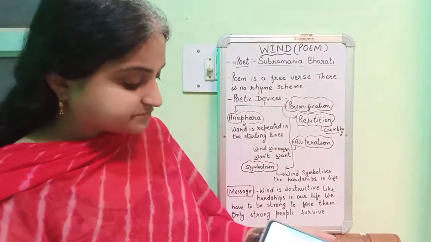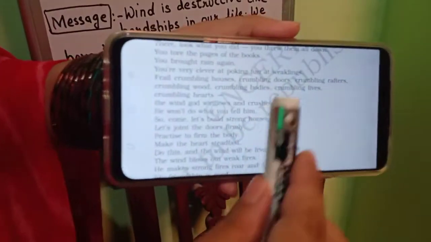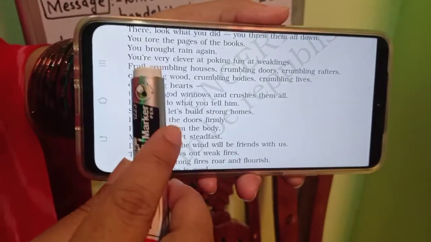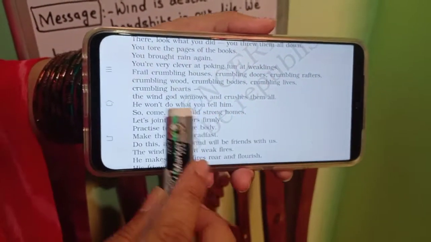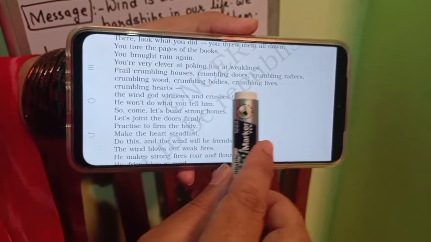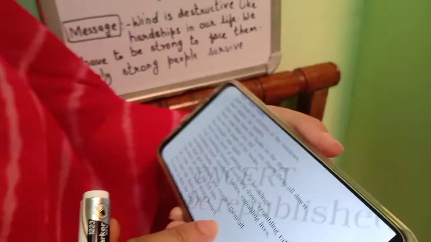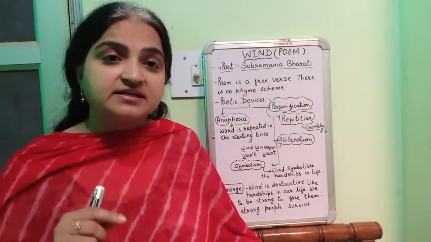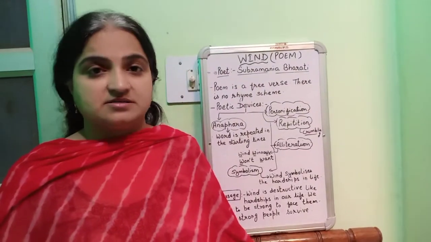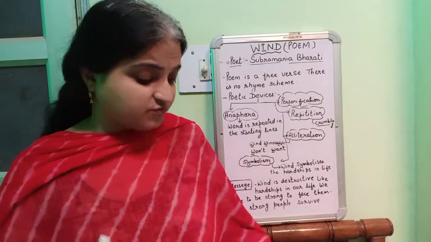And then, next stanza, see, you are very clever at poking fun at weaklings. Frail crumbling houses, crumbling doors, crumbling rafters. Crumbling wood, crumbling bodies, crumbling lives and crumbling hearts. Yes, now the poet is also saying, what is a wind? Wind never supports the weak things. Means all the weak things are destroyed in the strong wind.